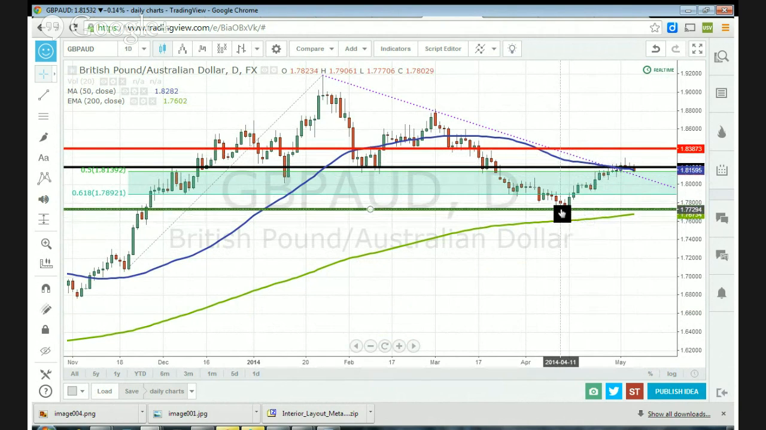And I have a target profit here, right above the 200 exponential moving average. That still allows for a 3-to-1 reward risk, which of course is the minimum I'm looking for. So that's a really nice setup, in my opinion. Let's see if it gets filled.